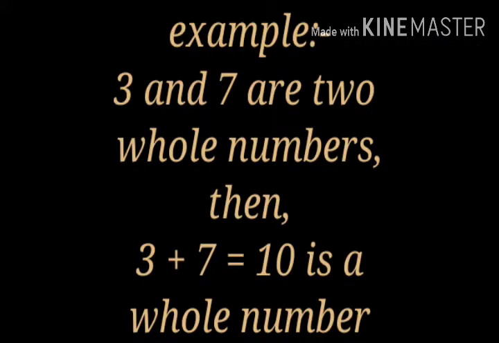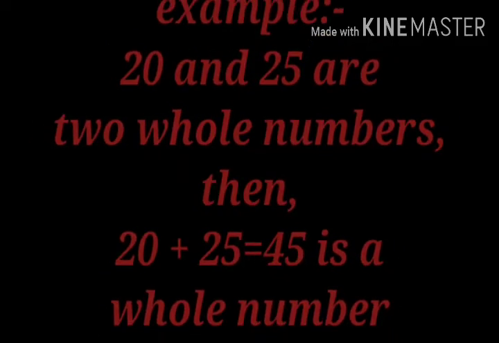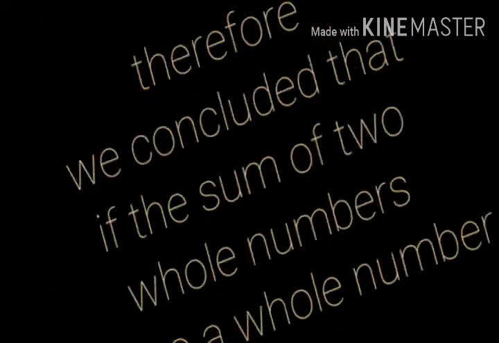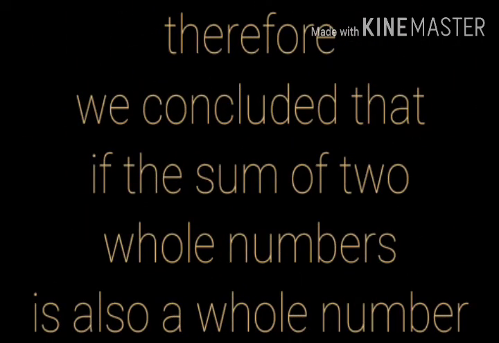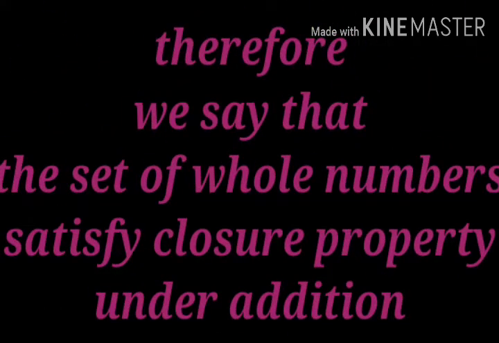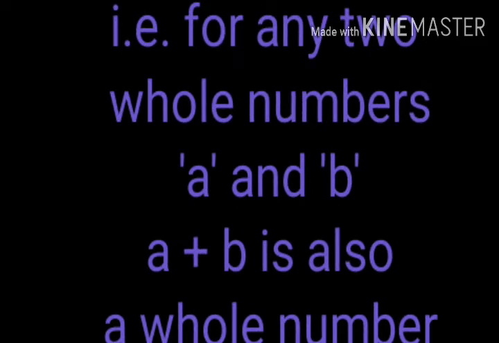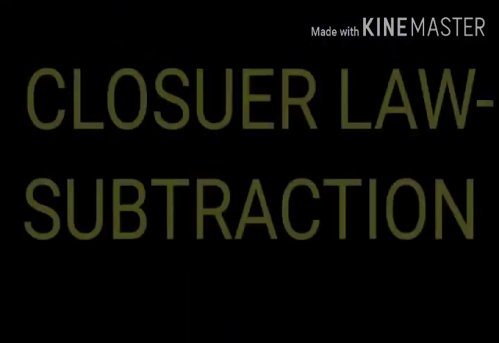Example: 3 and 7 are two whole numbers. 3 plus 7 equals 10, which is a whole number. 20 and 25 are two whole numbers. Then 20 plus 25 equals 45, which is a whole number. Therefore, we conclude that the sum of two whole numbers is a whole number. We say that the set of whole numbers satisfies closure property under addition. That is, for any two whole numbers a and b, a plus b is also a whole number.